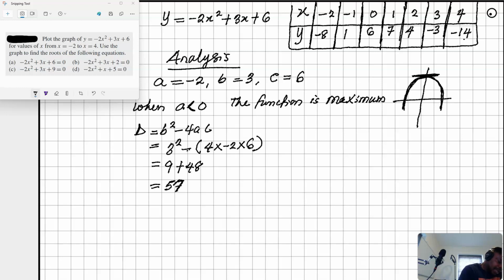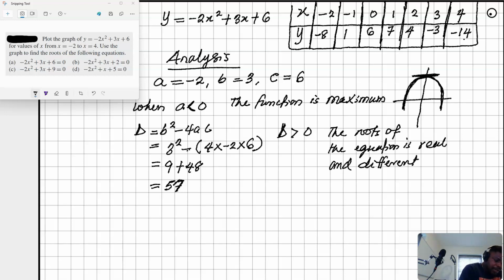57. Okay, now you already know that when d is greater than 0, in that case the roots of the equation are real and different, right? So if it is real and different, it simply means it's going to cut the x-axis at two different values of x. So you can see it will cut here and it will cut here.